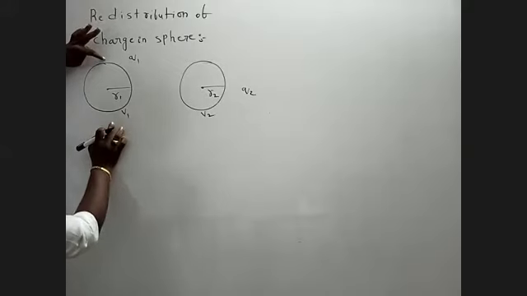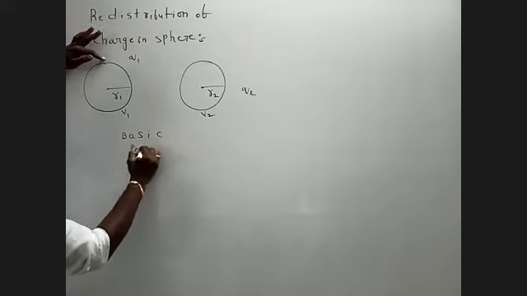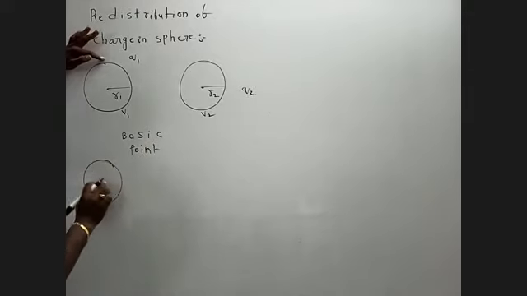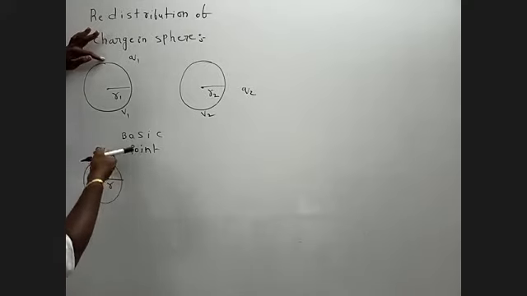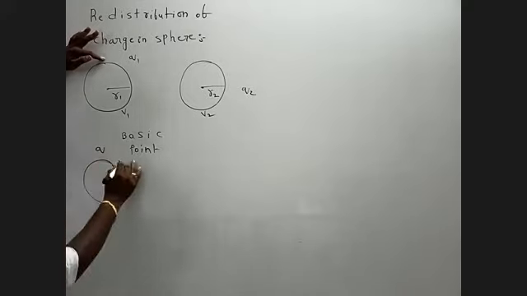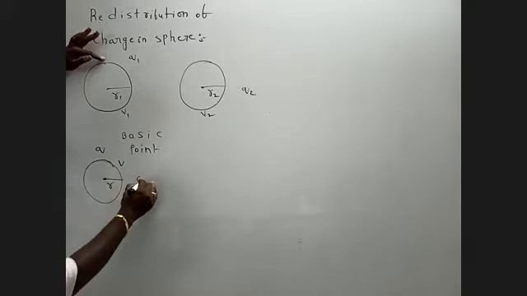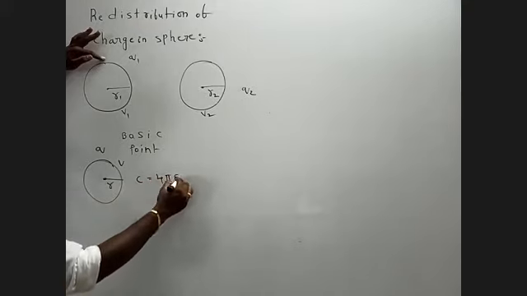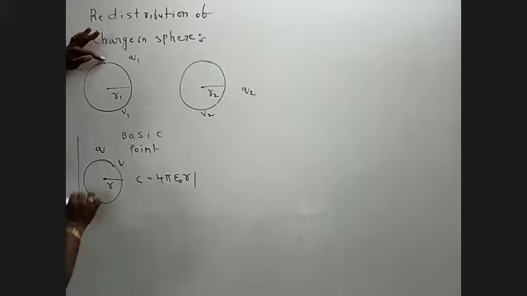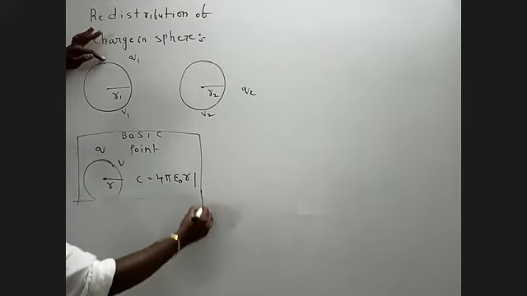This is an isolated capacitor. The isolated capacitor general formula is the basic point. The radius is R, and charge Q is given to this sphere. Its potential is V, and the isolated capacitance is C equal to 4 pi epsilon naught R. This is the basic point of an isolated capacitor.